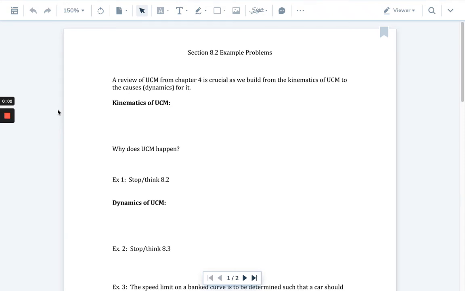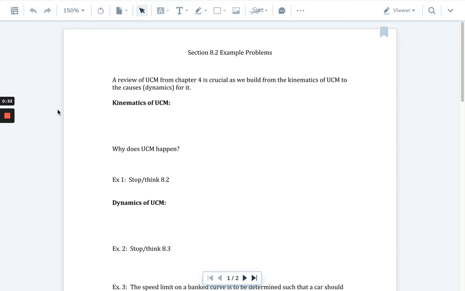I want to maybe talk through a little bit of this section 8.2 example problems sheet that was linked in yesterday's Canvas page. And I may break it up into a couple parts so that there's not one giant long video, and you can then pick and choose what you want to watch at 1.5 speed or scroll through to get to the important points quicker.